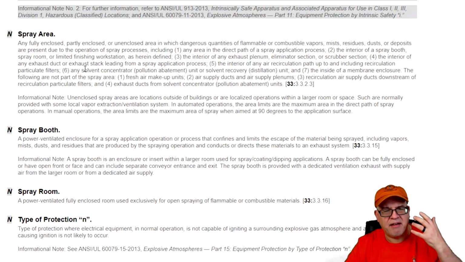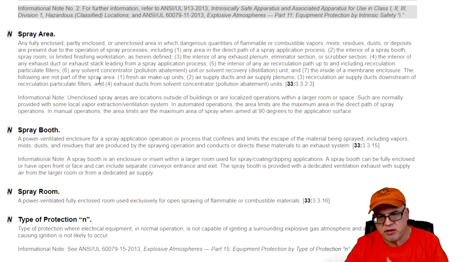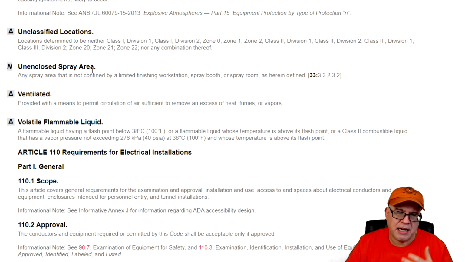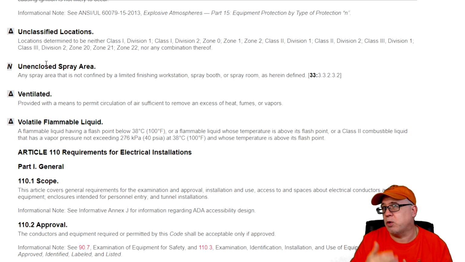All right, next you just have a bunch of definitions. We have a spray area. Obviously, if you're dealing with a spray application, you've got a spray booth, spray room, and unclassified area, and that's important. Somebody asked me, so I have a Class 1 Division 1, Class 1 Division 2, Class 2 Division 1, Class 2 Division 2, Class 3 Division 1, Class 3 Division 2. I even have zone systems. Those are all classified locations. Well, what is the location that doesn't fall under any of this? That's unclassified. And why is it important?